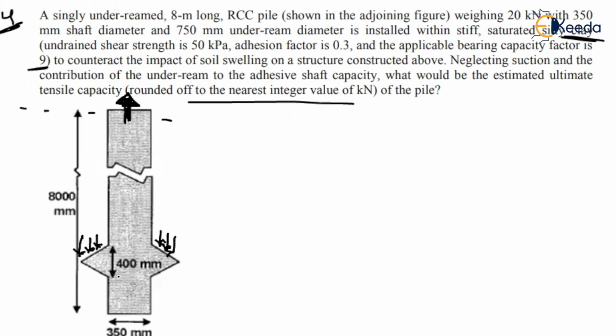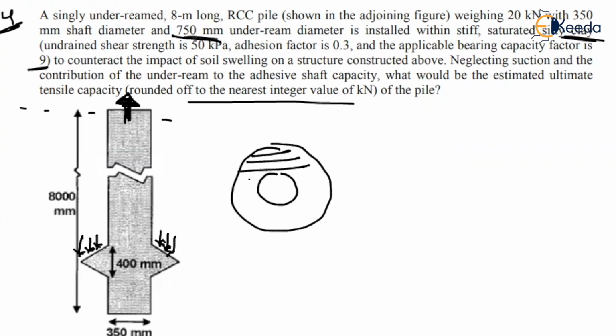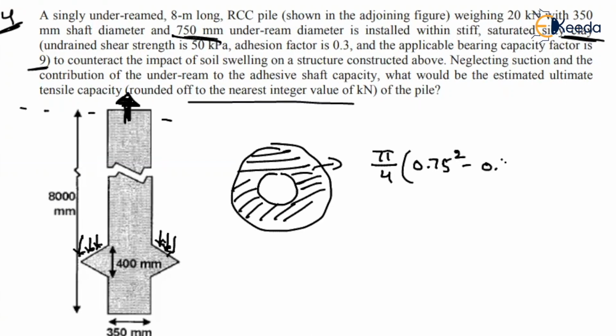So whatever the area, it is not acting on the complete 350, not acting on the complete 750. Suppose it is the enlarged diameter and that is the shaft diameter, so the normal resistance will come in this annular area. So what about the area of this part? That is nothing but pi by 4 into the enlarged diameter 0.75 squared minus the shaft diameter 0.35 squared.